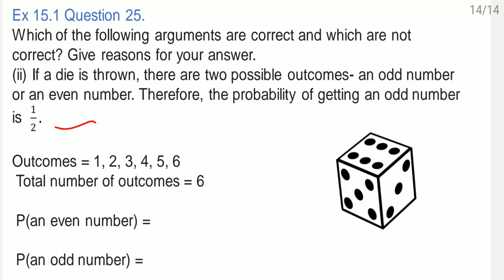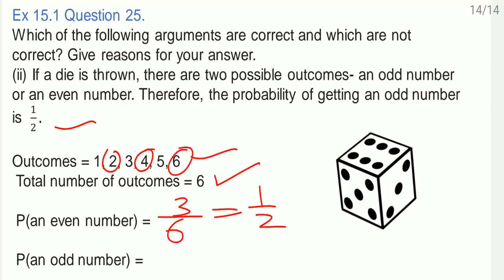So when we are throwing one die, these are the outcomes. That means the total number of outcomes is 6. Now, the probability of an even number. Look at the even numbers: 1, 2, 3 even numbers. 3 by 6, our answer comes as 1 by 2. The probability of an odd number. Odd numbers: 1, 2 and 3. So 3 numbers. Once again 3 by 6. The answer comes as 1 by 2. So their answer and our answer are matching. That means the statement given by them is the correct one. Right?